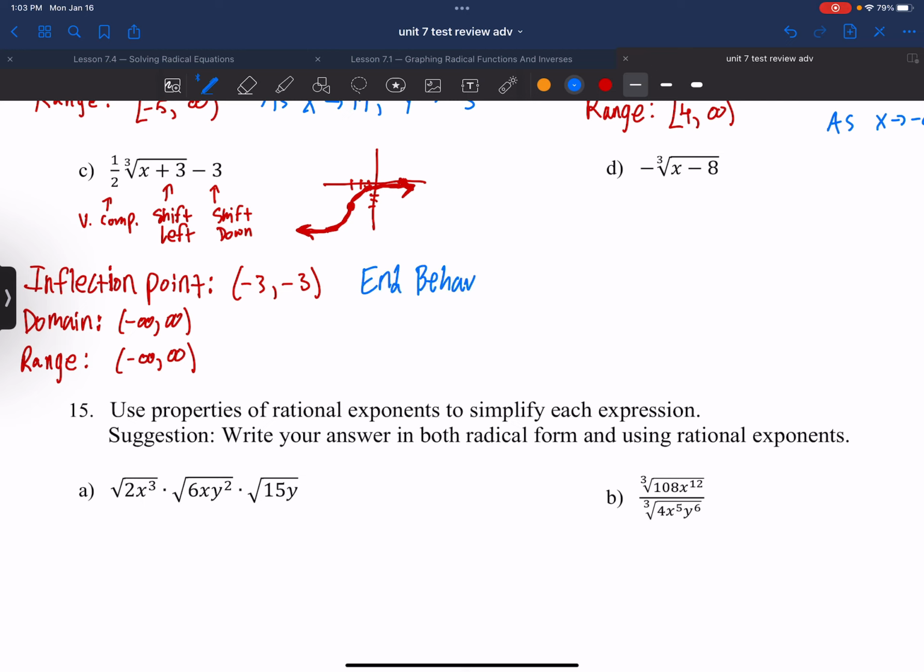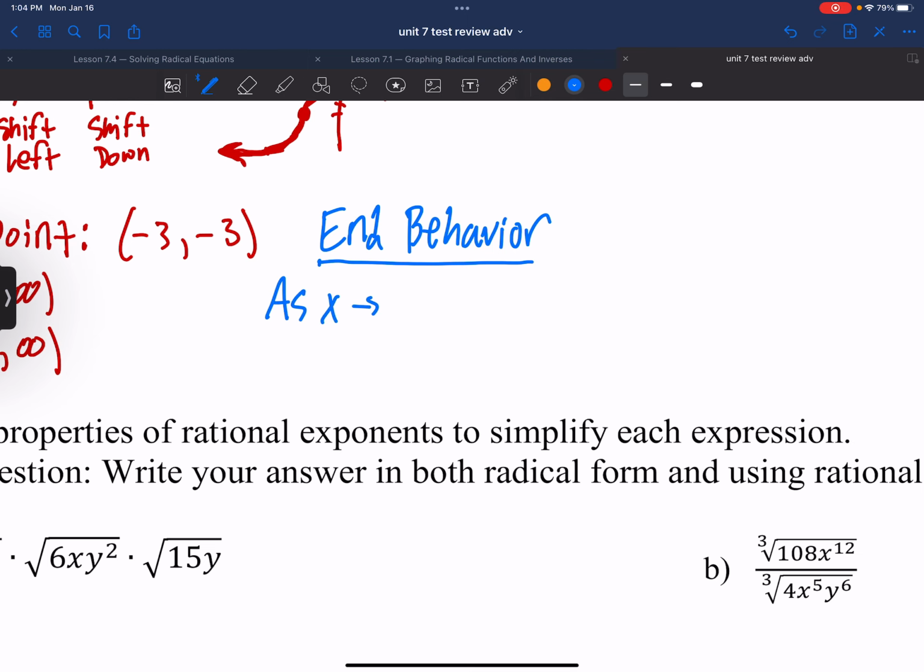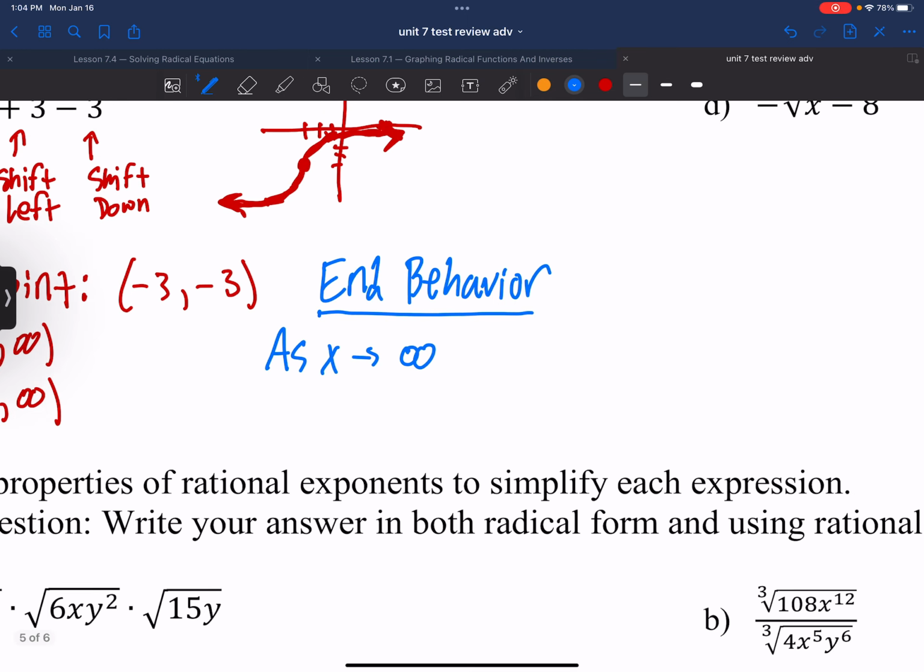You'll want to be a little bit careful with this. With regards to the end behavior for a cube root, you might be tempted to say, as x goes to positive infinity, y goes to positive infinity, and so forth. But you have to be careful if there's any reflecting. So as x goes to the right towards infinity, because there's no endpoint, where is y going? Y is going up towards infinity.